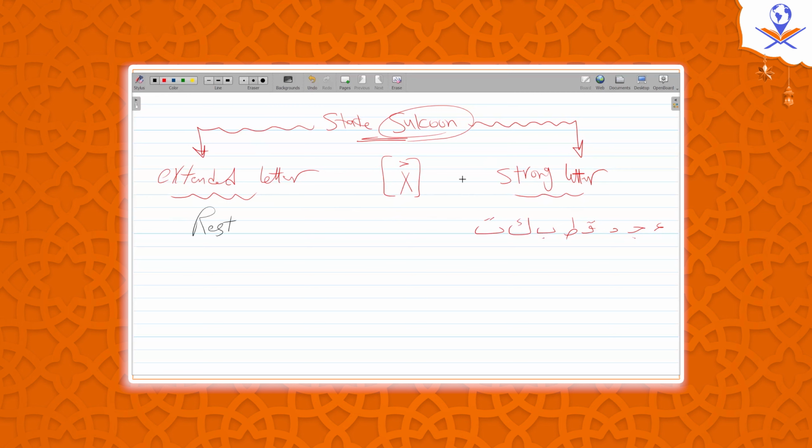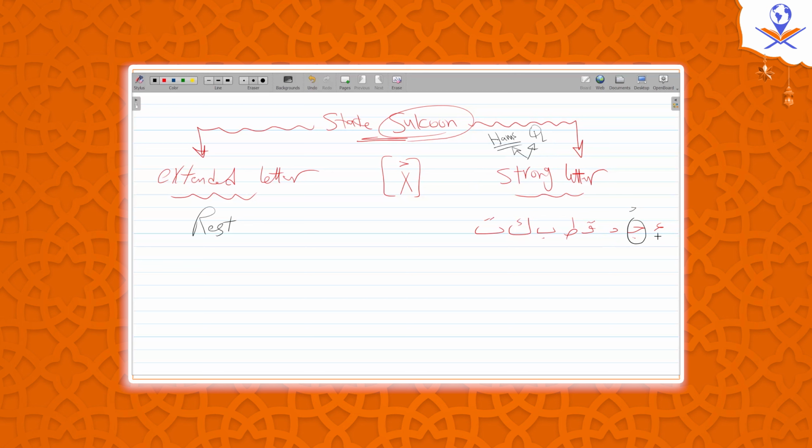What does strong letters mean? It means this jim is very strong when it's in the sukun state, so you are not allowed to pronounce it like this. You have to get rid of the strength of this letter. How to get rid of the strength? By doing two methods: qalqala, or something called hams, which is our case for today.